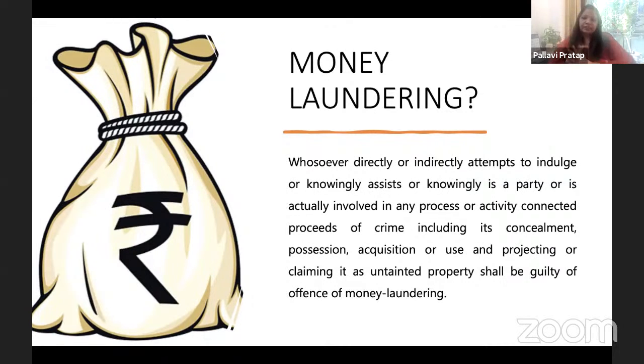Now, very interestingly, why was it that money laundering came into being, and how do you differentiate any attachment that is taking place? Coming to money laundering specifically, whosoever directly or indirectly attempts to indulge or knowingly assists or knowingly is a party or is actually involved in any process or activity connected to proceeds of crime, including its concealment, possession, acquisition or use, and projecting or claiming it as untainted property, shall be guilty of the offense of money laundering.